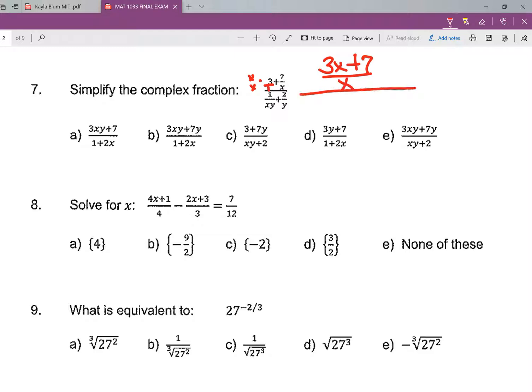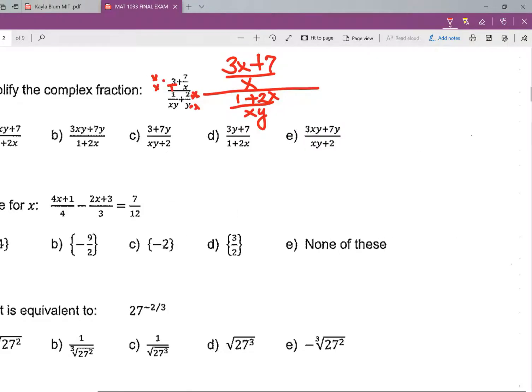All of this is over this fraction. Notice this is also missing an x, so this is xy, that's just x. So I have to multiply the top and the bottom by x. So this becomes 1 plus 2x. That's the top part. 1 plus 2x over xy.